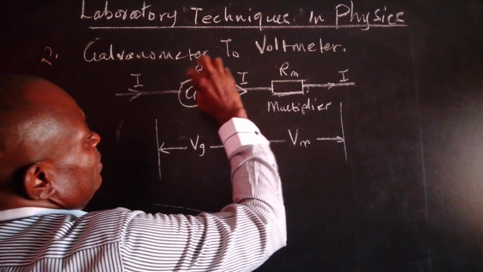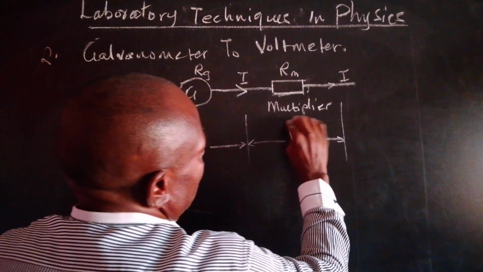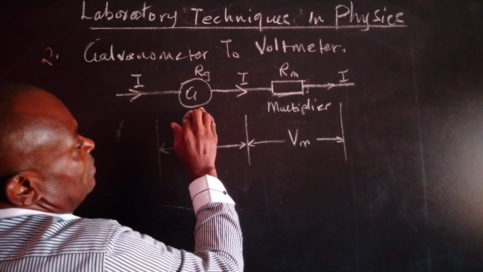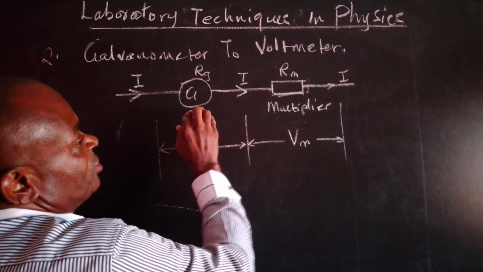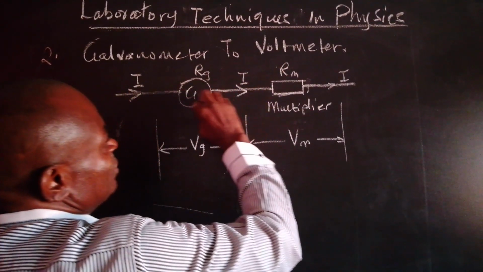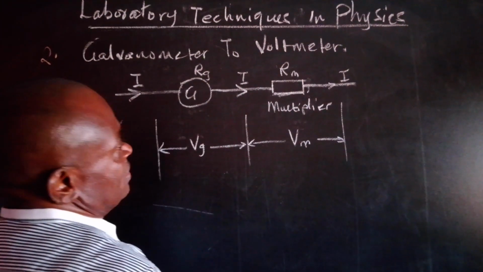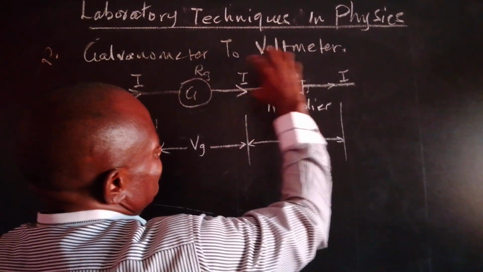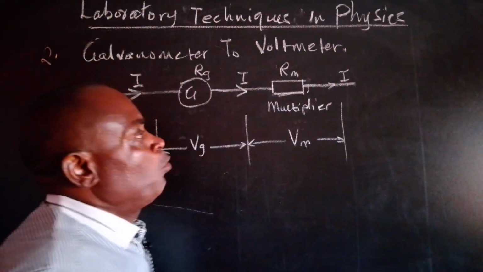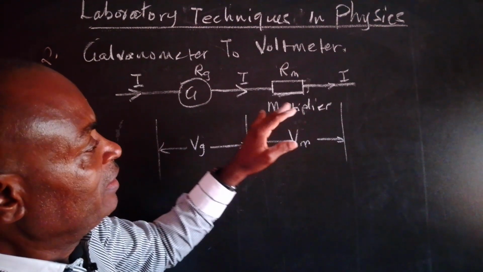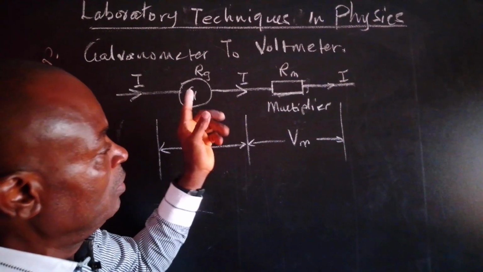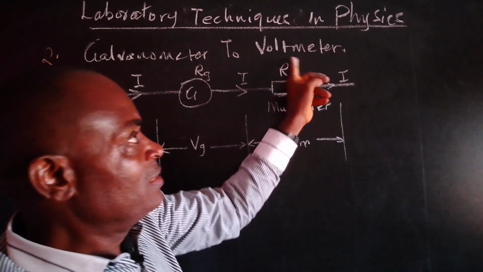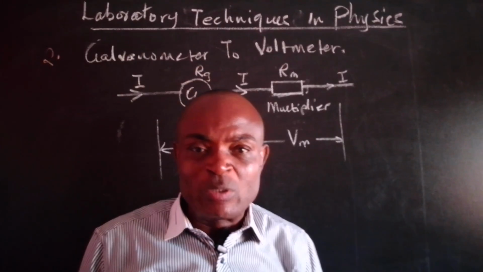Here, you connect a multiplier in series with the galvanometer. This is quite different from the case of galvanometer to ammeter, because that was a case of parallel connection, but this case is a case of series connection. When we connect a multiplier in series with the galvanometer, if you begin to take the reading from the galvanometer, that reading is in voltage, or in volts.